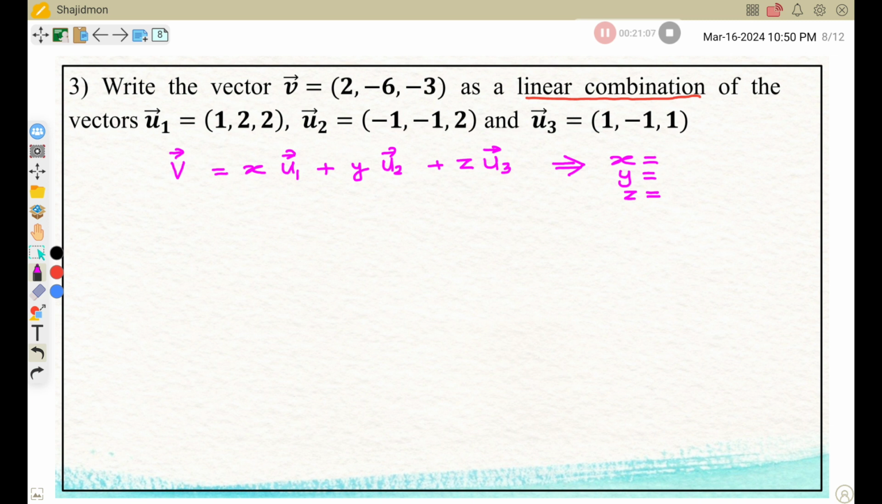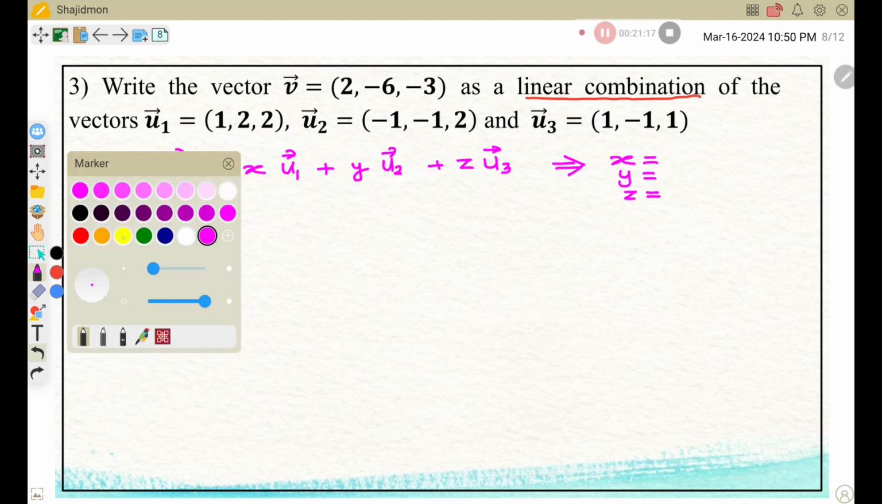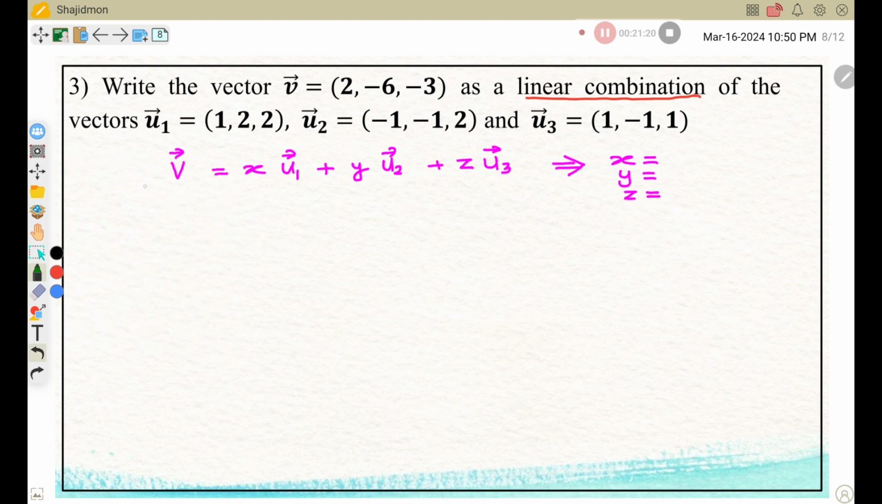Okay, once we have calculated x, y, z, we can apply them here. That is the linear combination. That is the linear combination of vector v in terms of u1, u2 and u3. This is what our question asks us to do. So let me start the calculation from this. Step: vector v equals x u1 plus y u2 plus z u3.